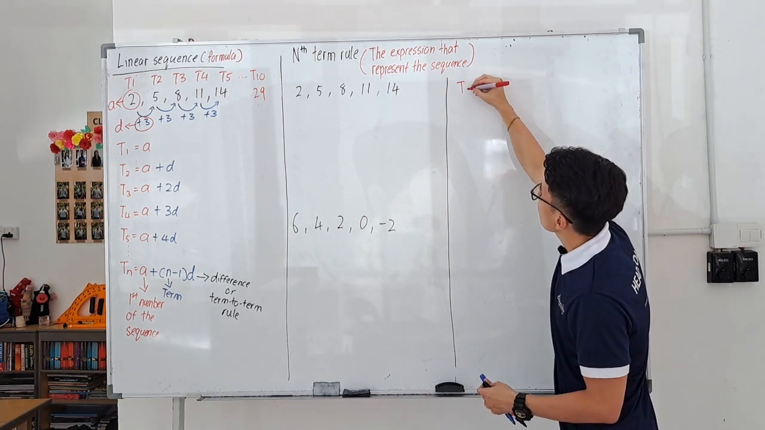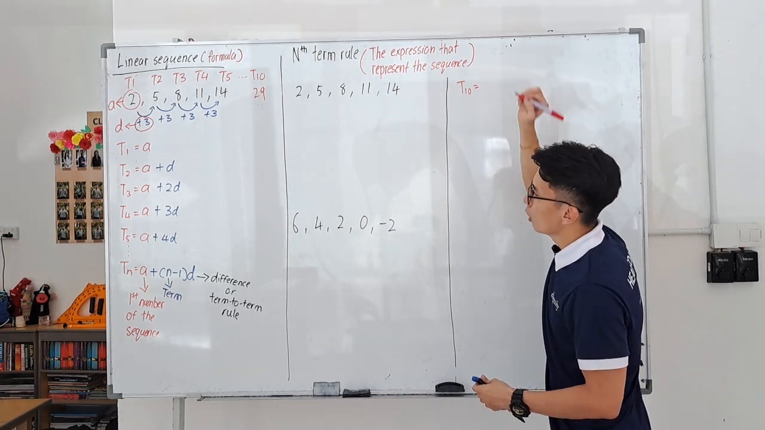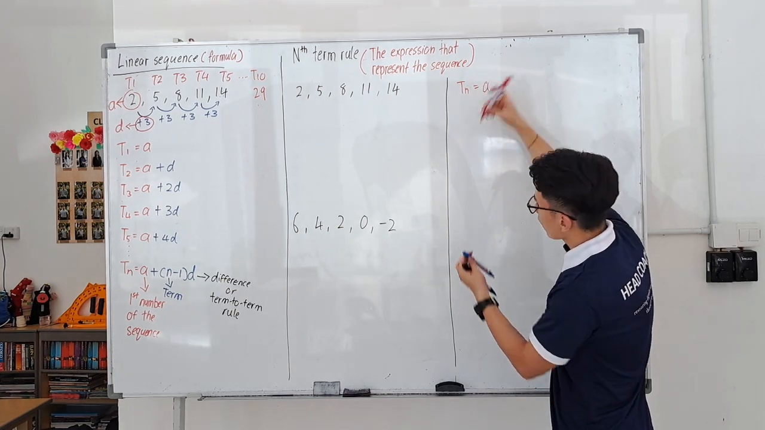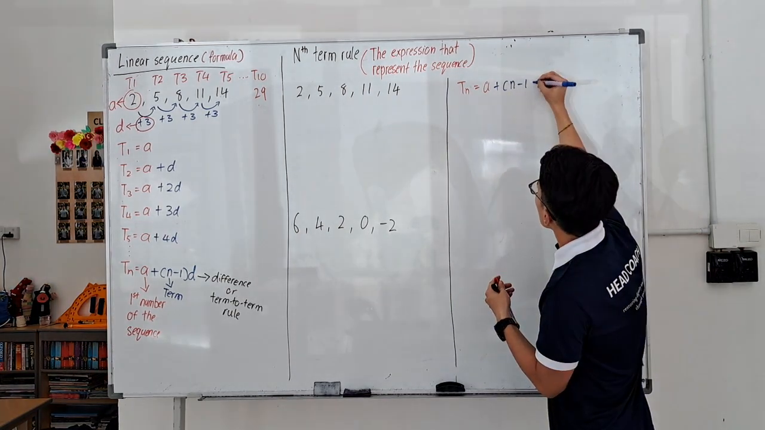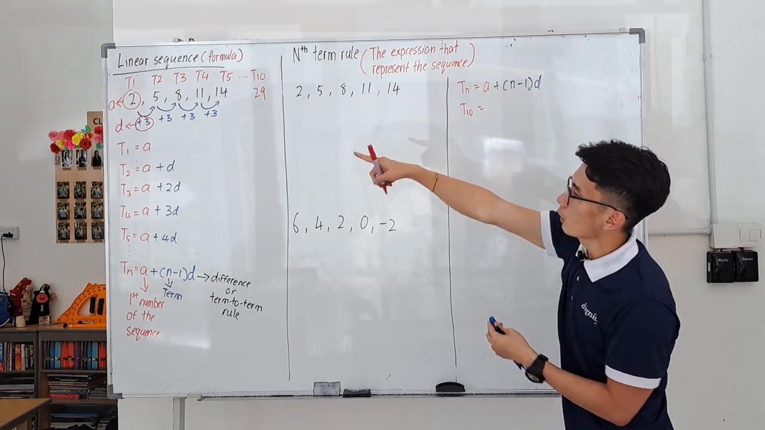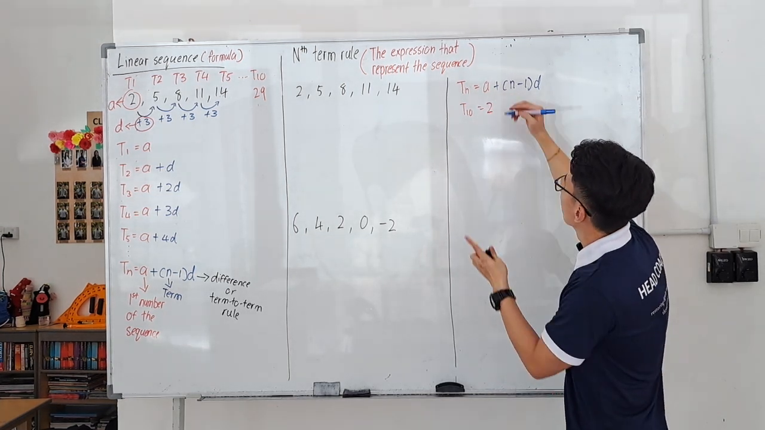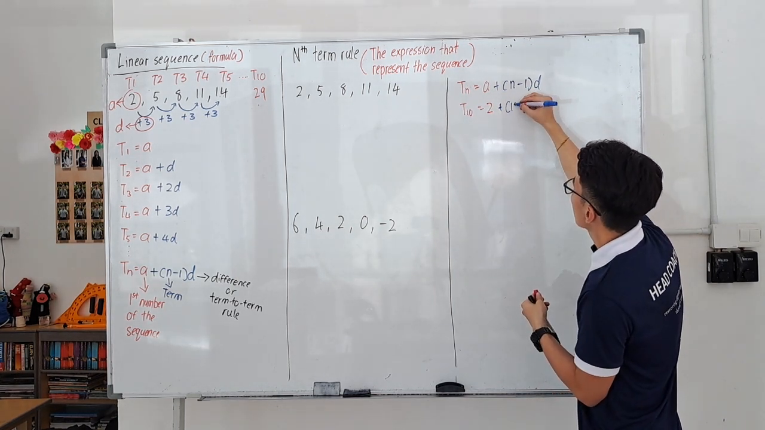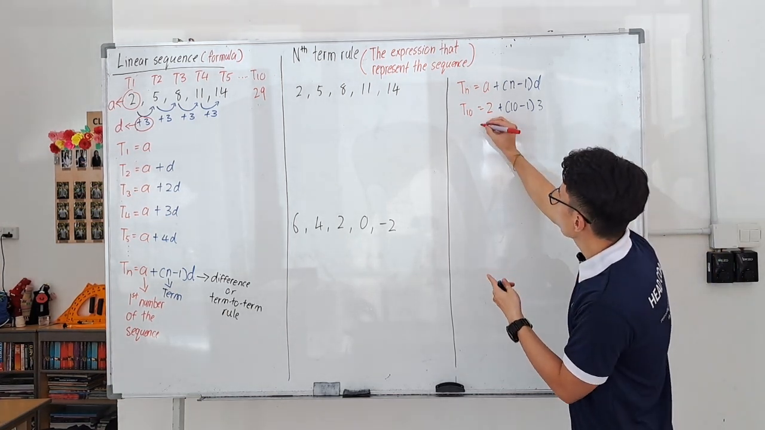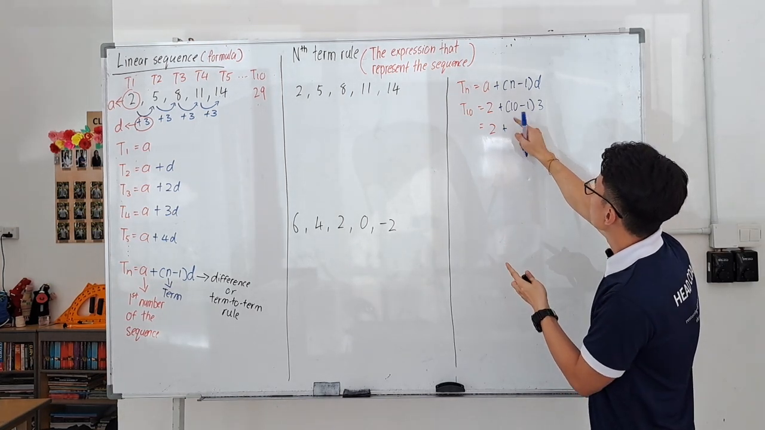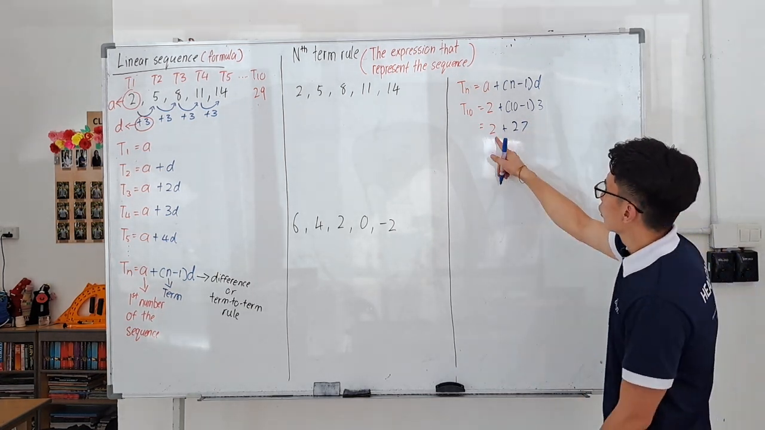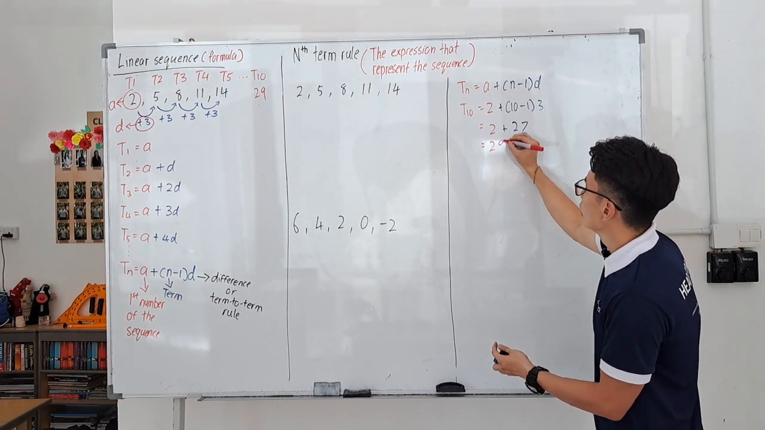So I will have T to the 10th term, that's what I'm interested in. All I need to do is to use the formula. So let me write down the formula first. Tn equals a plus n minus 1 d. Since I'm interested to find the 10th term, the first number of the sequence is 2. Since I'm interested in the 10th term, that will give me 10 minus 1, and the term to term rule is 3. Then we can further simplify this. That will be 2 plus 9 times 3, that's 27, and true enough, 2 plus 27 will give you 29.